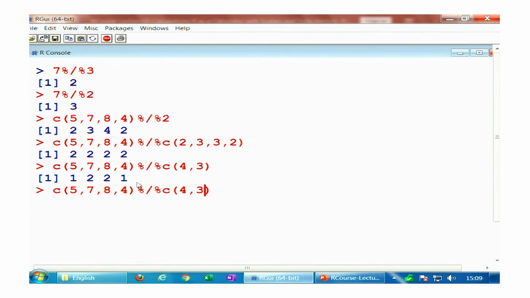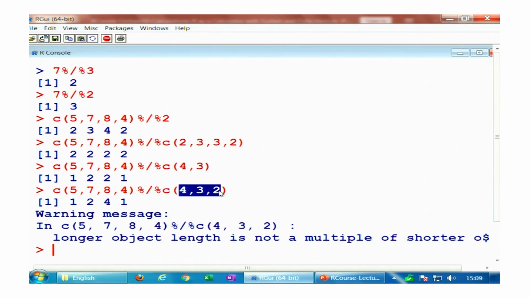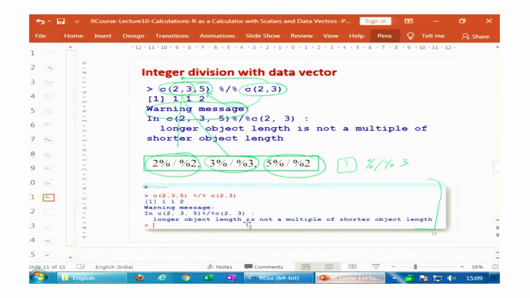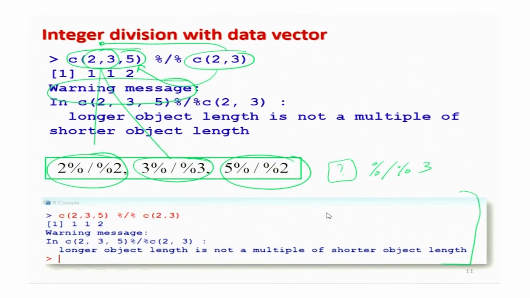And in case you say 4, 3 and 2 here, then they are going to be integer division for the three numbers 5, 7 and 8, and for the 4 there is only one value here, 4, so it will give 4 ones are 4. But for the remaining two values, 3 and 2, there are no numbers in this data vector where the integer division can be performed. So it will give you a warning. So you can see it is not a very difficult thing which you cannot do, and it is very easy to understand after learning all these topics.